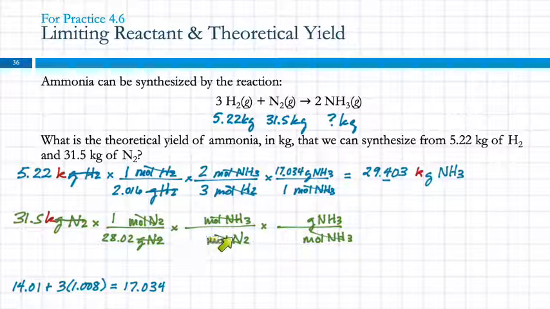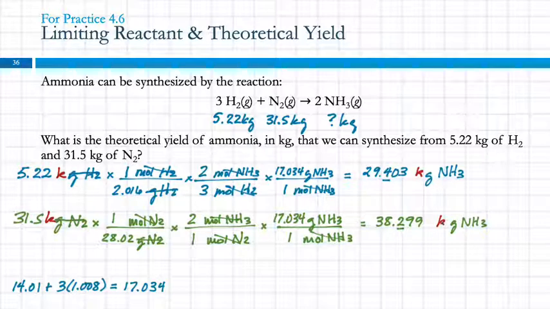In the middle, we have mole ratio. In front of nitrogen is a 1, an unwritten 1. So I'm going to write 1 in front of there. And in front of the ammonia is a 2. And then the last term is the same as the one above, so I just copy that down. 31.5 divided by 28.02 times 2 times 17.034. This should also have 3 significant figures. 38.299 grams of ammonia. But there's the kilo that didn't cancel.